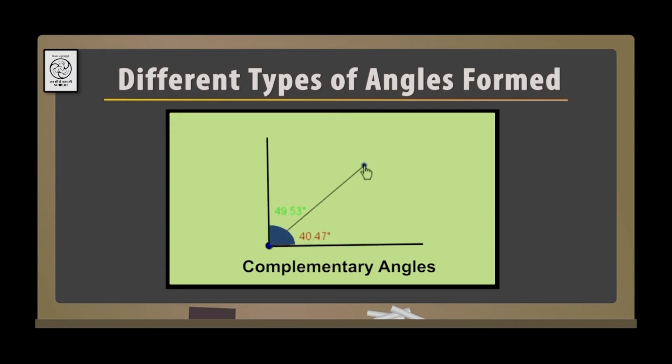Then we have two angles whose sum is 90 degrees. We have one angle here, which is 49.32 degrees, and another angle here, 40.68 degrees. If you add them up, it adds up to 90 degrees. So even if these angles change, their sum remains 90 degrees. So they form what are known as complementary angles.